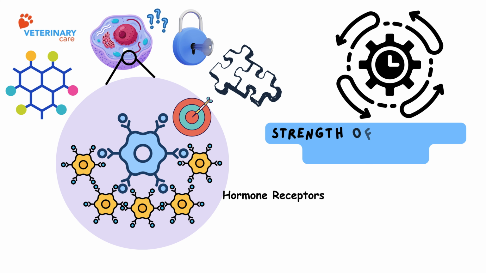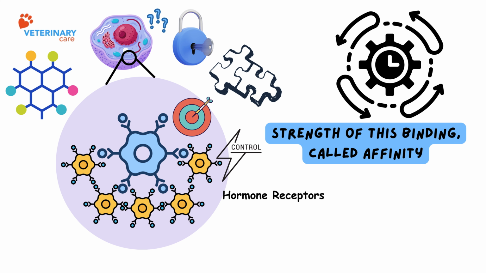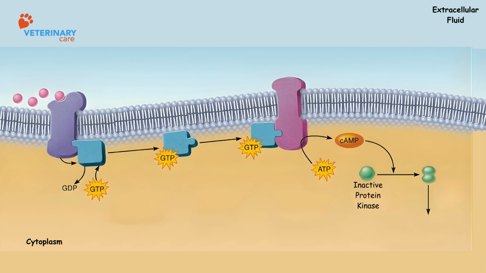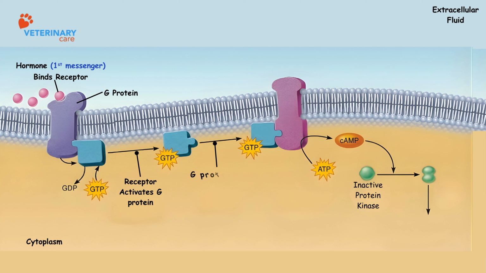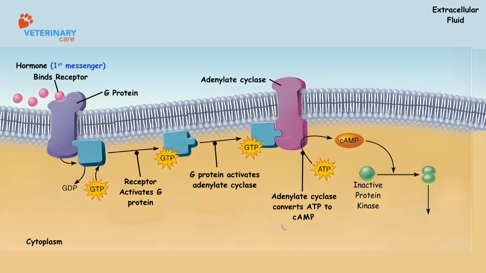The strength of this binding, called affinity, differs from one hormone to another, and this is what ensures precise hormonal control in the body. For many hormones, especially protein hormones and some steroid actions, the process begins when the hormone binds to a receptor on the cell membrane. This hormone receptor complex activates G proteins, which in turn activate an enzyme called adenylate cyclase present in the cell membrane. Adenylate cyclase converts ATP into cyclic AMP, or cAMP.